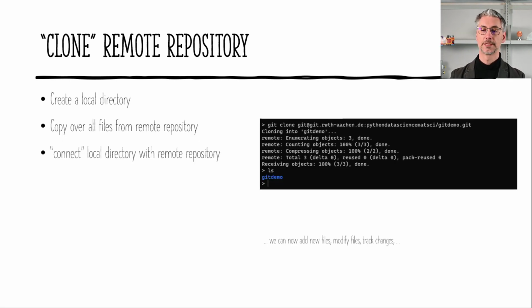So for example, we want to clone a directory from a remote repository. Essentially, we create a local directory, copy over all files from that remote repository, and connect the local directory with the remote repository. This is what the git clone command does. So we say, for example, git clone, and then we give it the address of this remote repository, and then Git will copy over the files and set up the appropriate directory infrastructure, and now we can work on it by adding new files, modifying files, keeping track of changes, and so on.